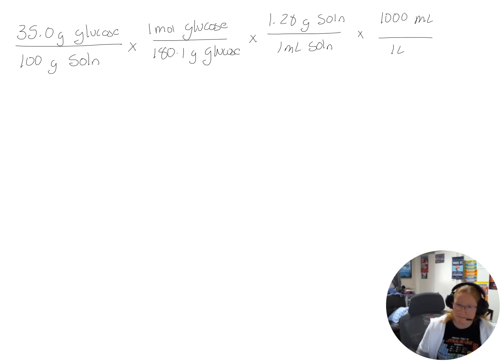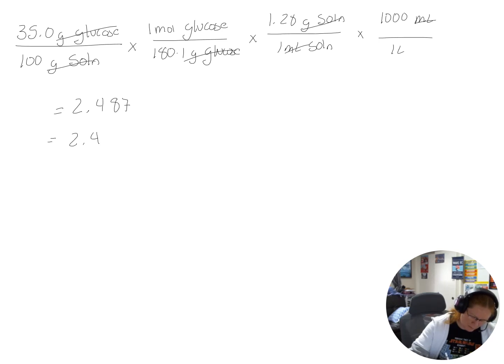Okay, we can check. Let's cancel out grams of solution. Let's cancel out grams of glucose. Let's cancel out milliliters. Am I left with moles over liters? I am. So it looks like we did it okay. All right, again, grab your calculator. We're going to end up with 2.487. Do a sig fig check. You should get 3. So you're going to end up with a 2.49 molar solution of glucose.